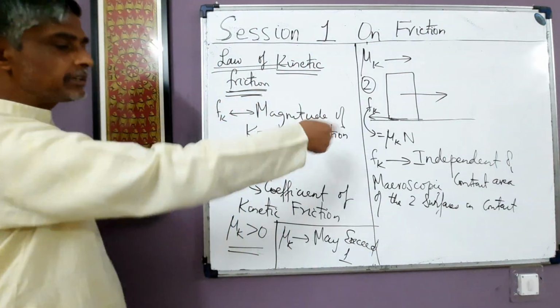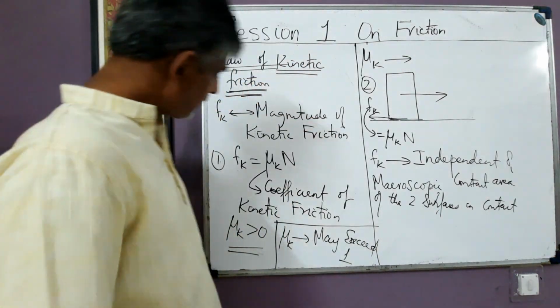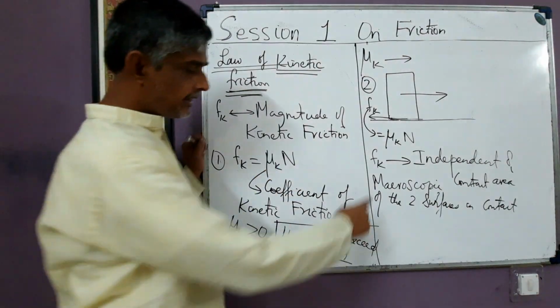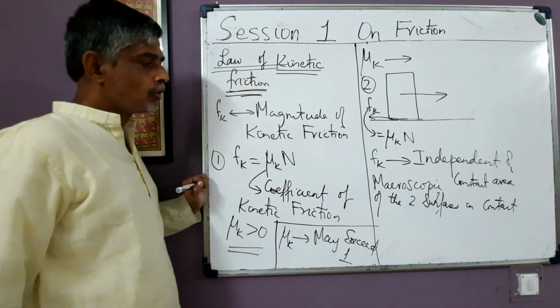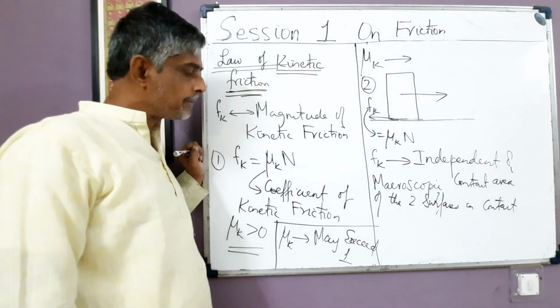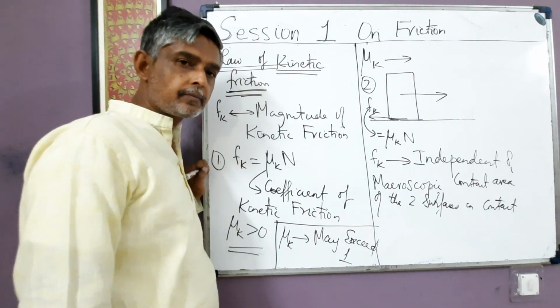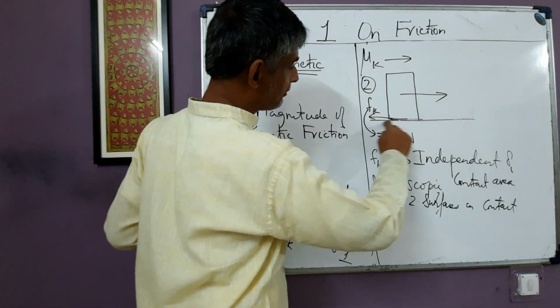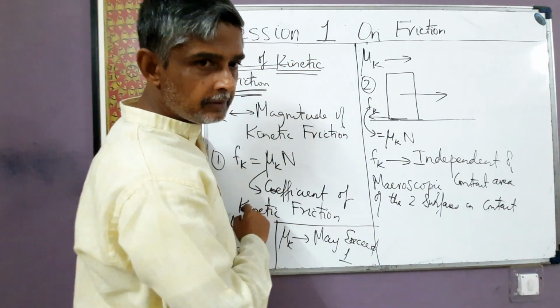These are the two laws of kinetic friction. First law is this: magnitude of kinetic friction is mu k N. And second, force of kinetic friction is independent of the macroscopic contact area between the two bodies in contact. This means that if you place this surface in contact with this, kinetic friction has a certain value Fk.